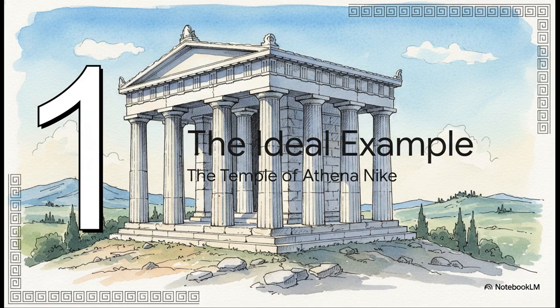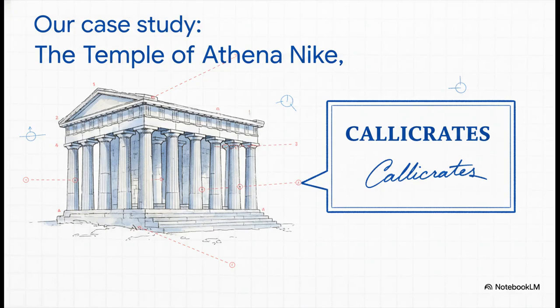To really get a handle on the Ionic style, we need to look at the perfect example, the archetype, really. And for that, we're heading to ancient Greece, to the Temple of Athena Nike. Yeah, this temple right here. It's a masterpiece by the architect Callicrates, and it's considered one of the purest expressions of the Ionic order you can find. It's basically our perfect case study. So let's keep this image in our minds as we start to break it all down.